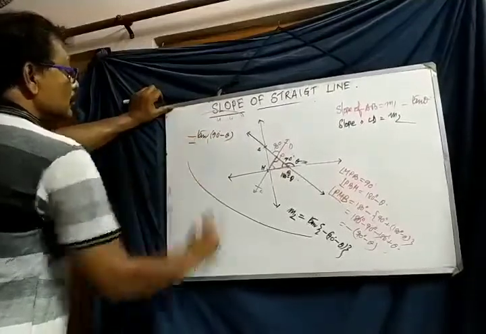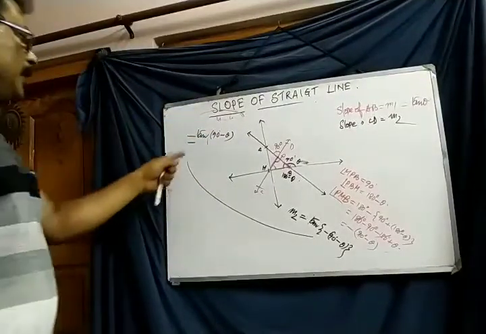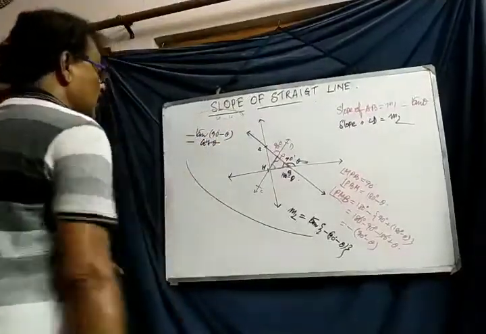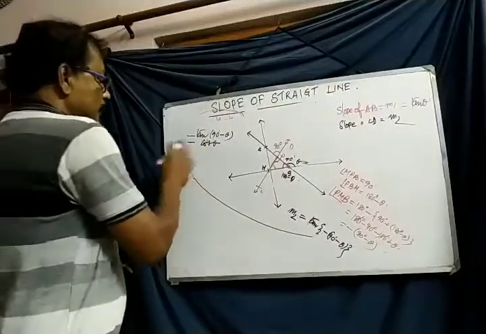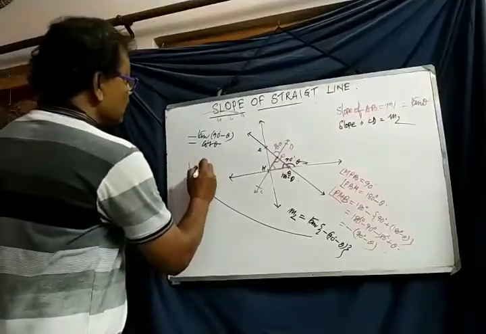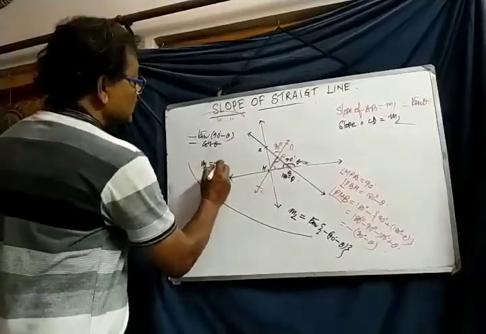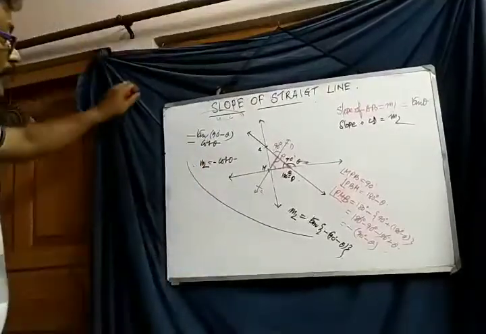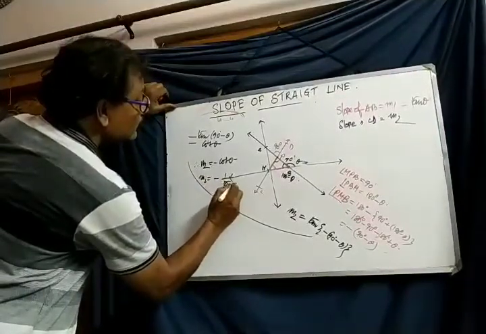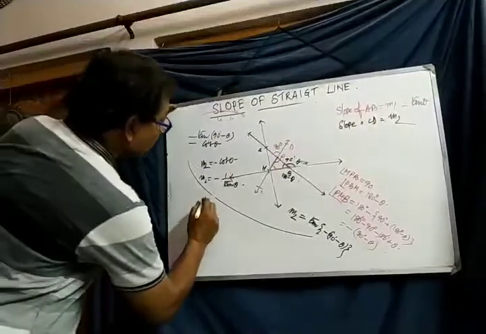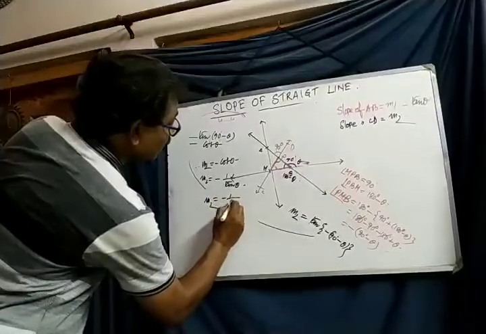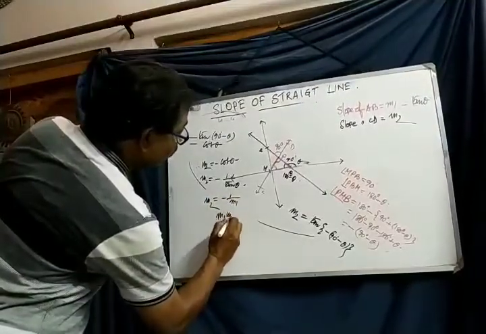By the concept of complementary angles, we get the value of tan of 90 degrees minus theta is equal to cot theta. So m2 is equal to minus cot theta. So we can write that m2 is equal to minus 1 by tan theta. Therefore, m2 is equal to minus 1 by m1. So, m1 into m2 is equal to minus 1.